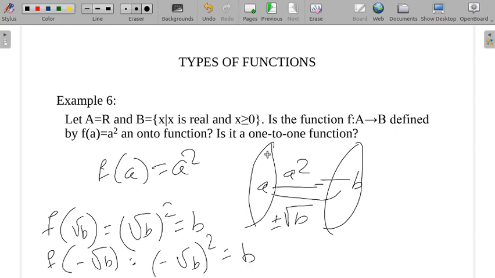Whether it is a one-to-one function: if you have a negative value, a positive value you can also get. For example, f of minus 2 gives 4, and f of 2 also gives 4. So by counter example we can easily say, it is evident here, that it is not a one-to-one function, but it is definitely an onto function.